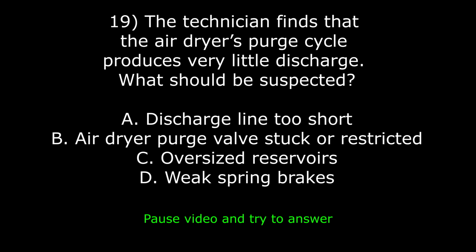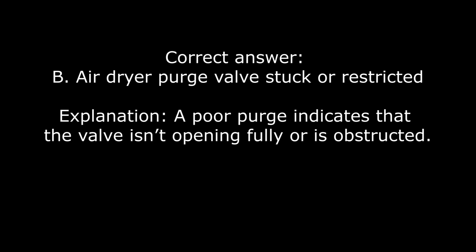Question 19. The technician finds that the air dryer's purge cycle produces very little discharge. What should be suspected? A. Discharge line too short. B. Air dryer purge valve stuck or restricted. C. Oversized reservoirs. D. Weak spring brakes. The correct answer is B. Air dryer purge valve stuck or restricted. Explanation: a poor purge indicates that the valve isn't opening fully or is obstructed.